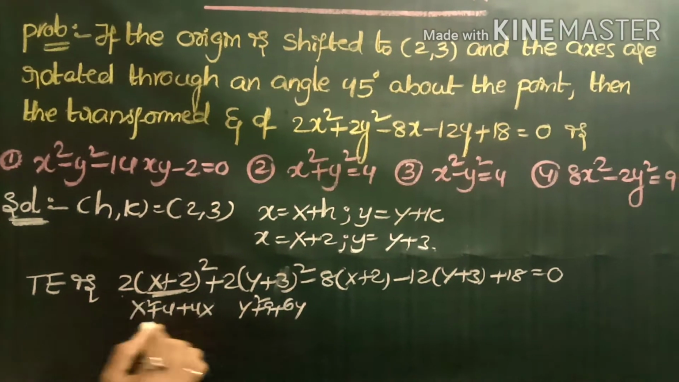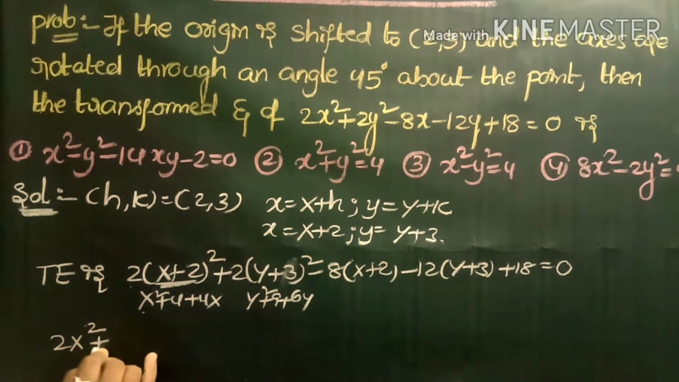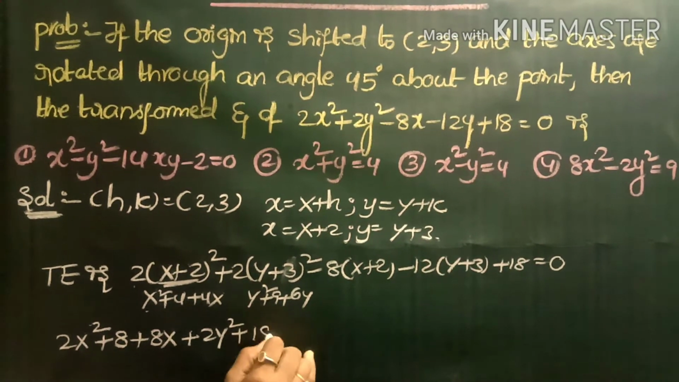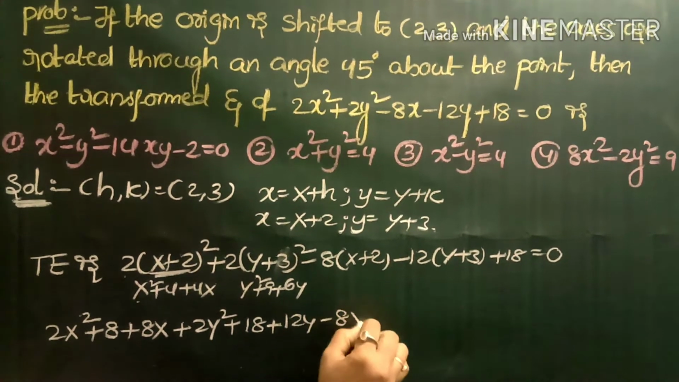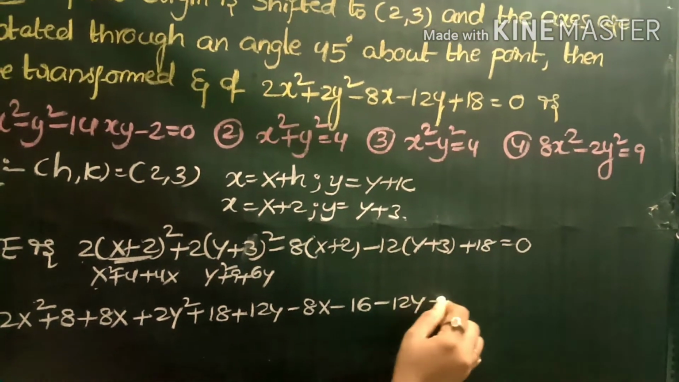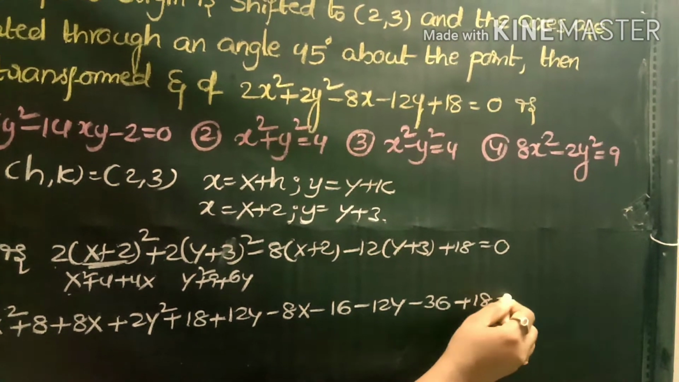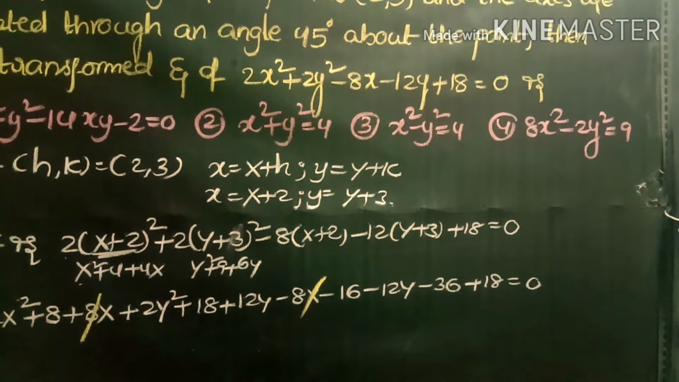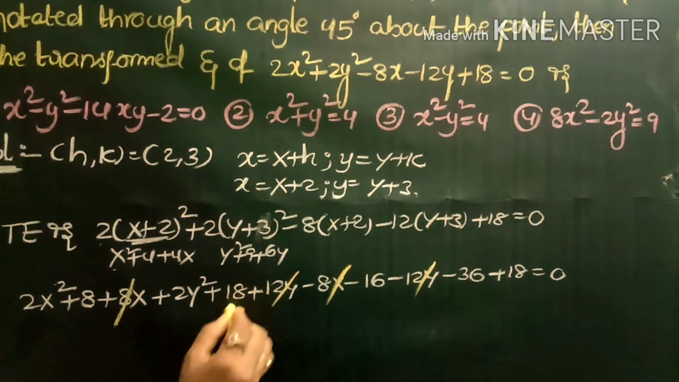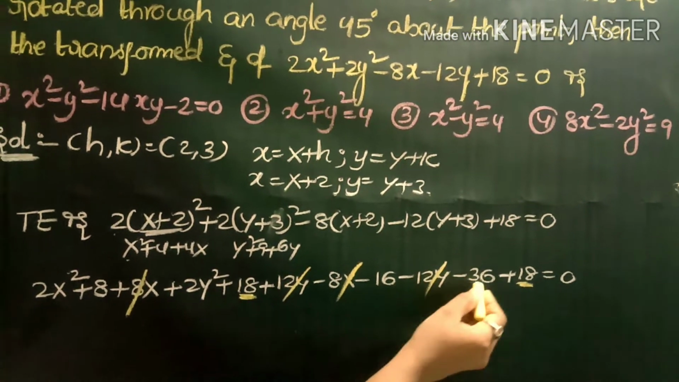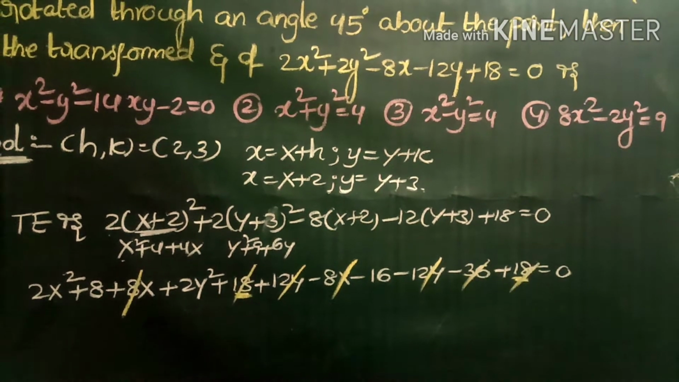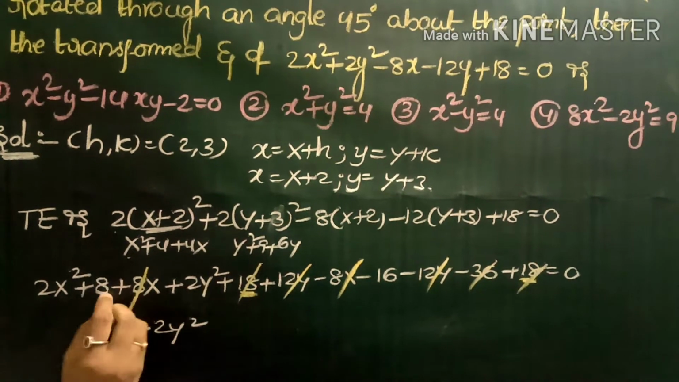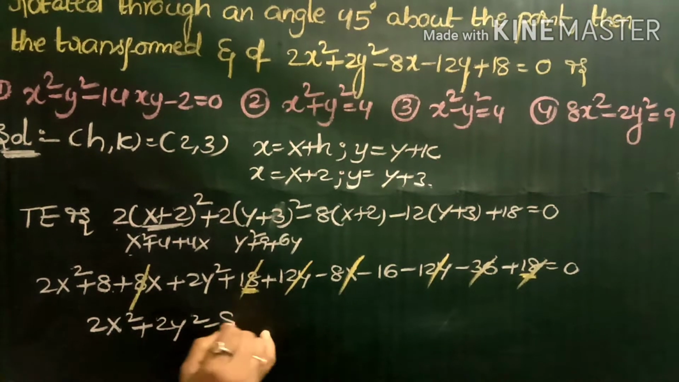Now taking the product here, 2 into all these values, that is 2X square plus 8 plus 8X, and 2 into these values, that is 2Y square plus 18 plus 12Y, minus 8X minus 16 minus 12Y minus 36 plus 18 is equal to 0. Now here minus 8X plus 8X gets cancelled and minus 12Y plus 12Y gets cancelled. 18 plus 18, 36. 36 minus 36 cancelled. Now take the remaining values. So 2X square plus 2Y square, and 8 minus 16, minus 8, is equal to 0.